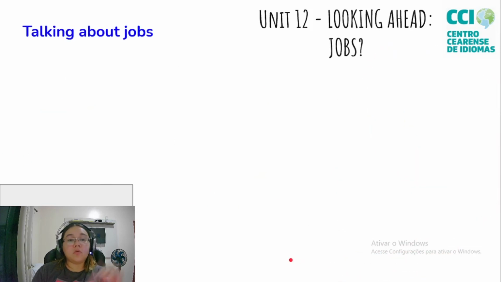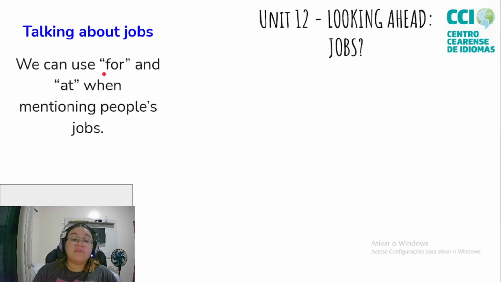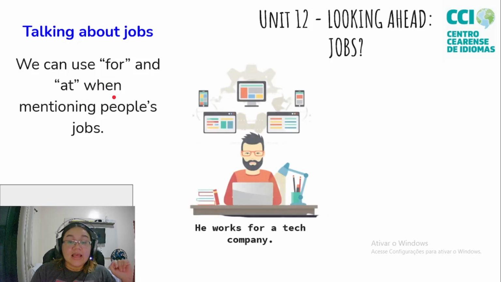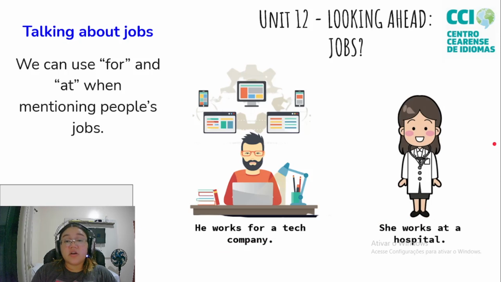So, when we talk about jobs, we can use the words for and at when we are mentioning people's jobs. For instance, he is a software engineer. He works for a tech company. Now, she is a doctor. She works at a hospital. So, at is the location that she works, and for is who he works for. So, he works for a tech company. She works at a hospital.